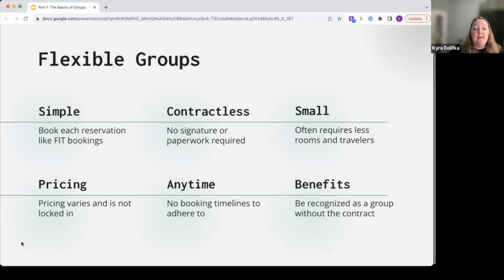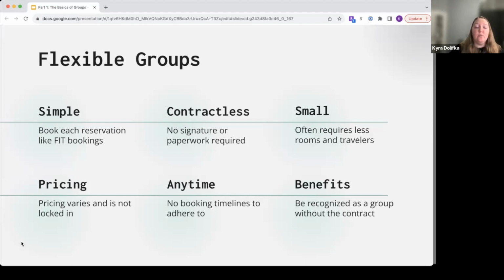The pricing is not guaranteed. The availability is not guaranteed either. It is whatever is available that day and whatever the price is. There are also no booking timelines to adhere to, so you can add into the group at any time. This can be a benefit, okay?